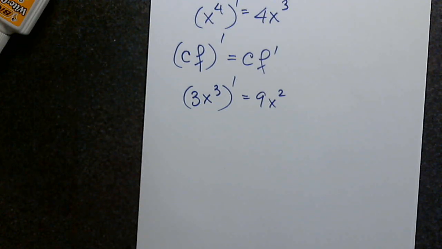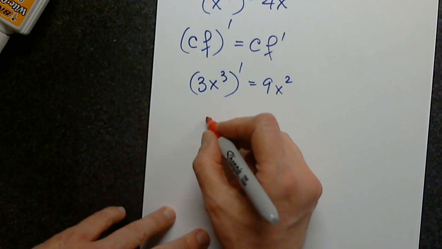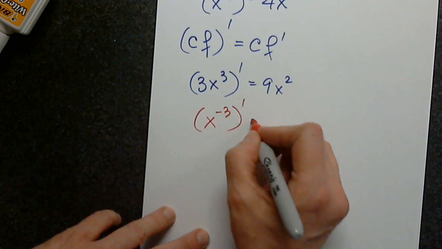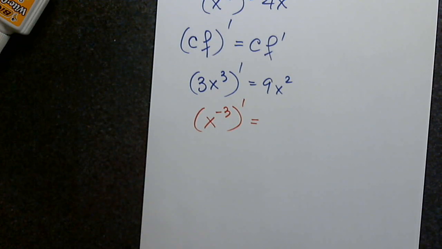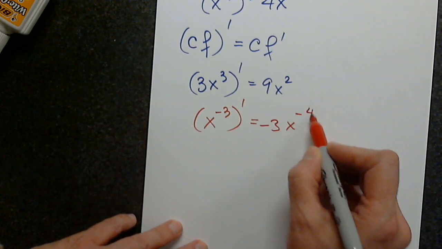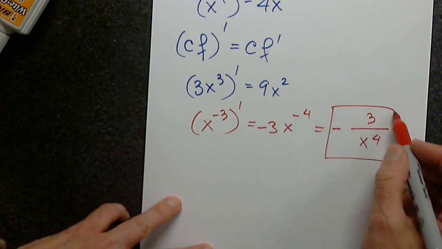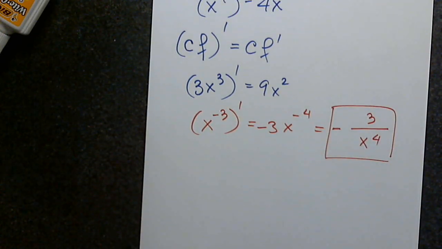And of course, we can go on forever. I want to look at a negative power. Let's say x to negative 3 prime. There is no change. What will I have to write? Correct. Perfect. But please, final answer, no negative exponents. Okay.